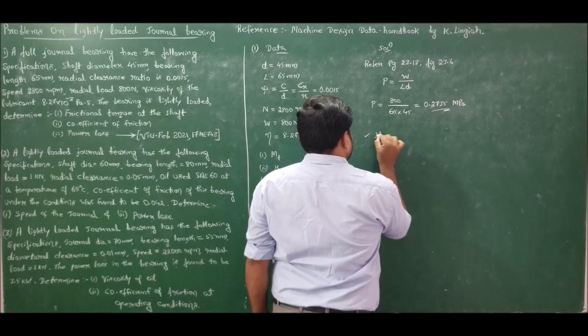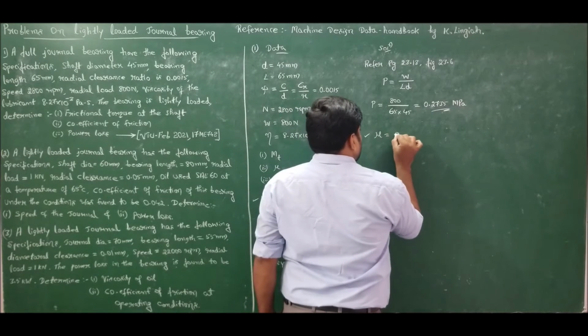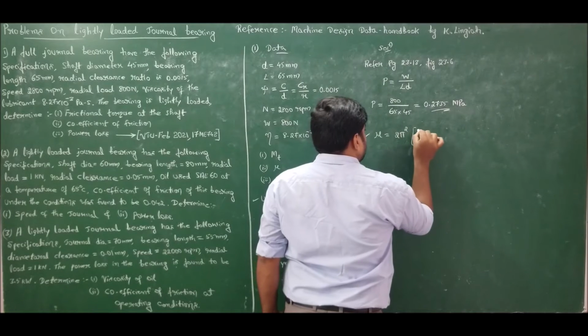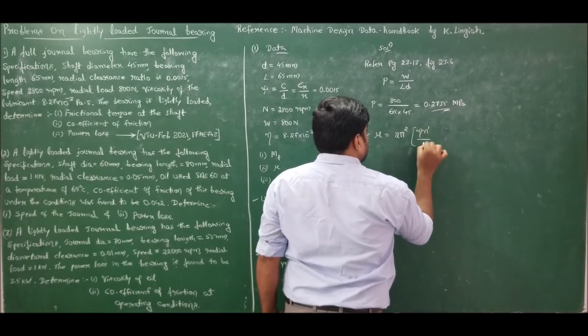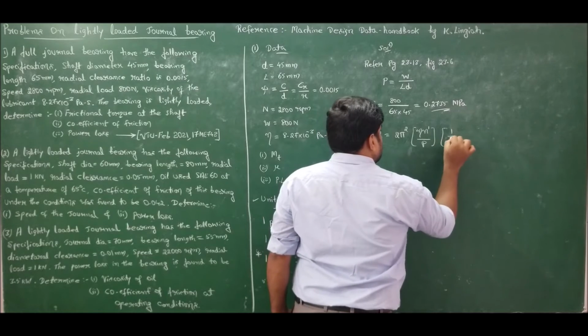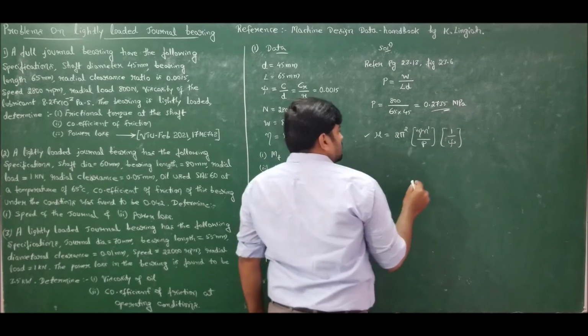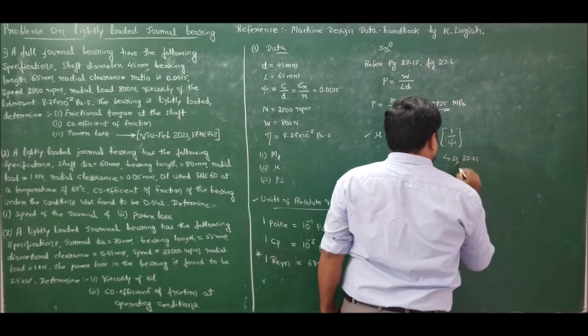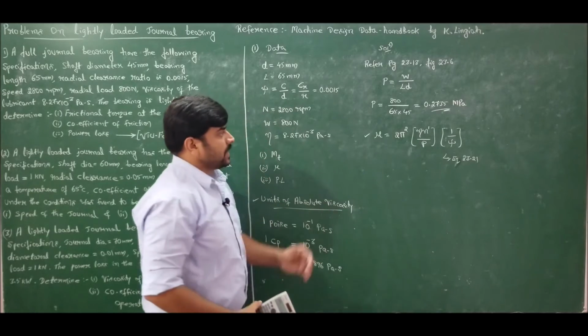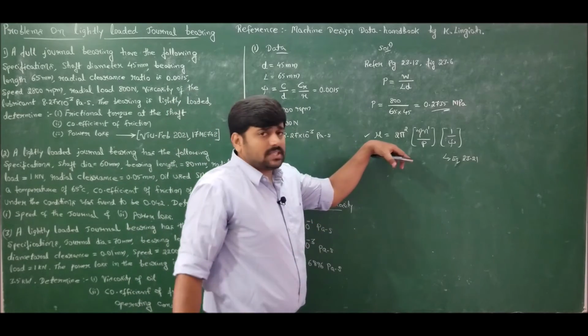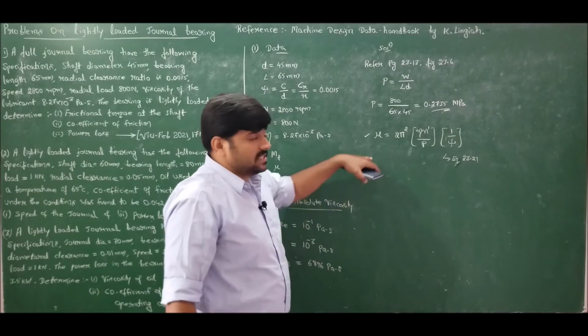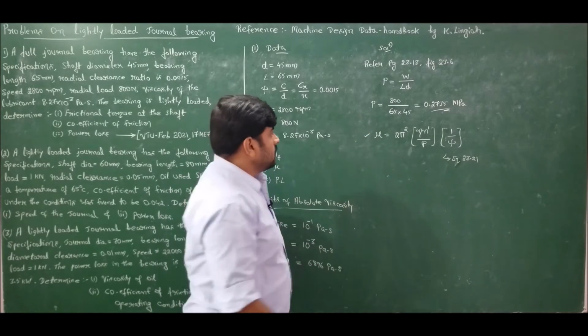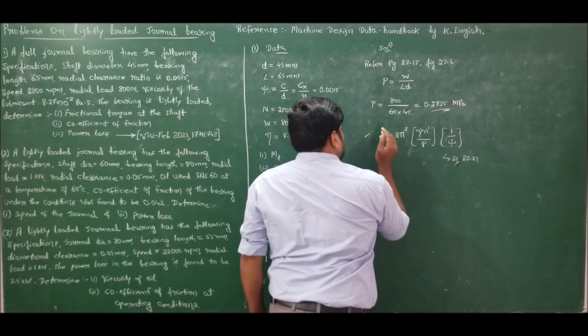So mu from Petrov's equation is given by 2 pi square of eta n dash by p into 1 by xi. This is nothing but equation number 23.21 of our design data handbook written by K. Lingaya. This equation is what we have derived in our previous lecture. I have provided the link to go through it. Now let me write it properly.